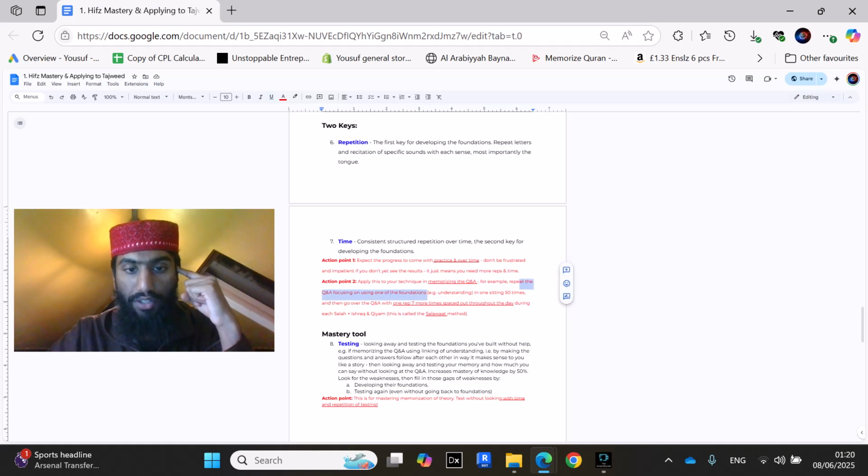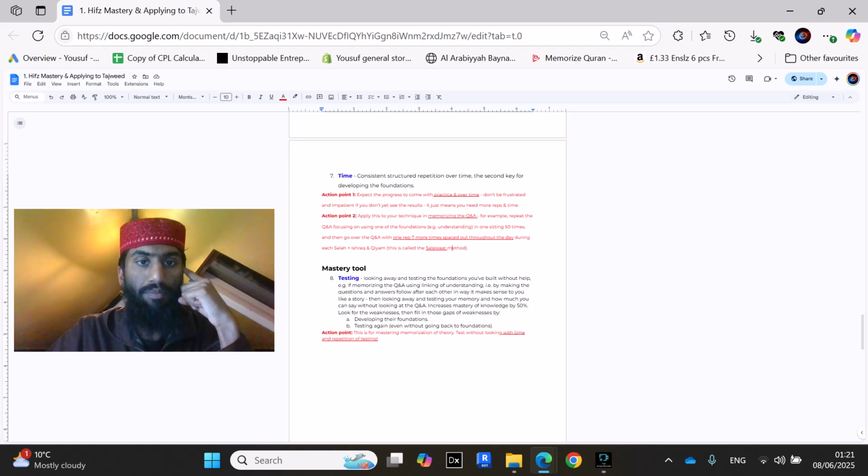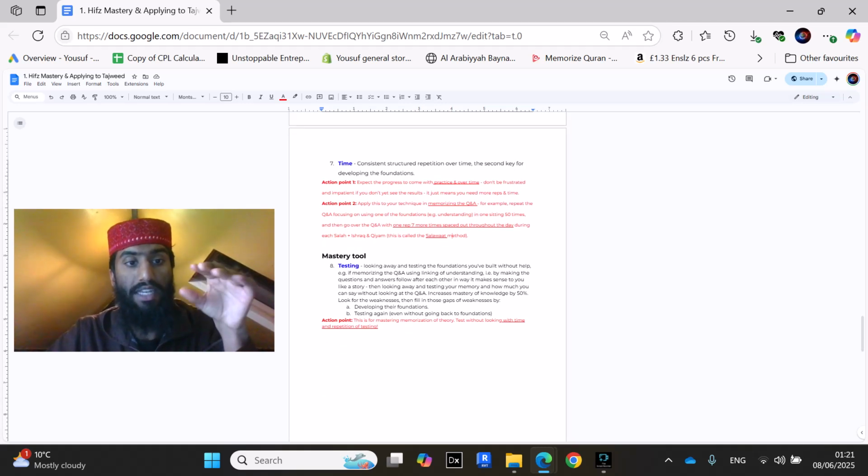For example, repeat the Q&A, focusing on using one of the foundations, using understanding in one sitting 50 times, using what? Repetition, right? The key. Repetition 50 times. Then go over the Q&A with 1 rep 7 more times spaced out throughout the day. That's utilizing time. During each salah, for example, which is 5, plus Ishraq and Qiyam, which is 2, i.e. 7 in total. This method is called salawat, which was mentioned in the beginning. And this is very good in terms of making your processing of the information easy.